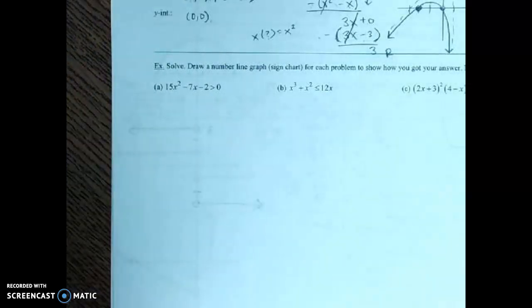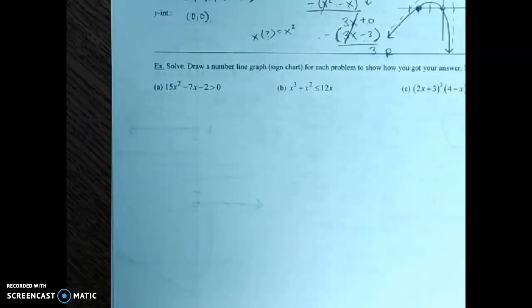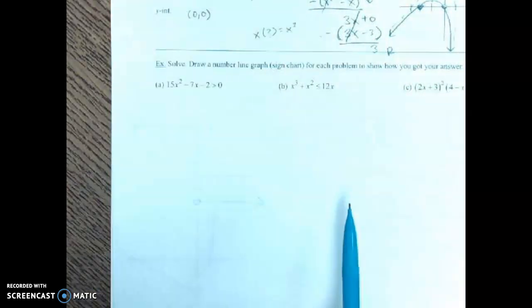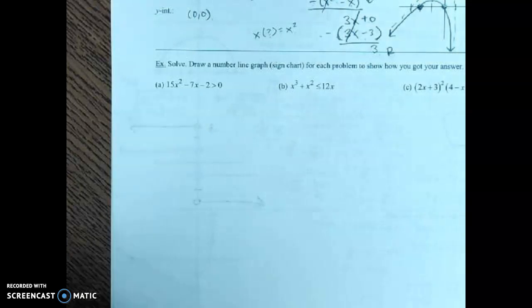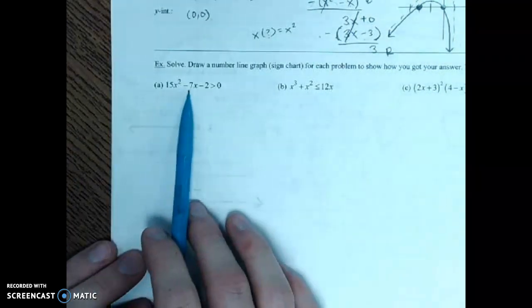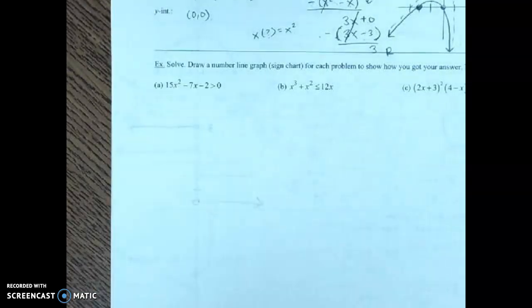All right. First thing you would always want to do is, if everything is on different sides, so you've got stuff on the left and stuff on the right, get everything on one side, right? Get a 0 on one side, everything else on the other. Here, it's nice. All the important terms are on the left, and then it's just a 0. So that's good. That would be the first thing you have to do, but it's already done for me.